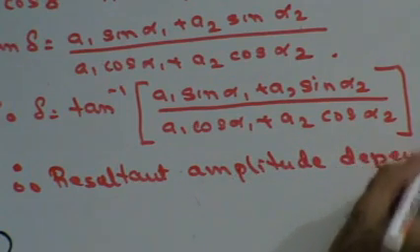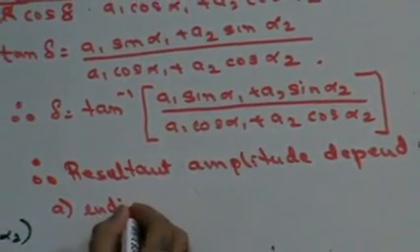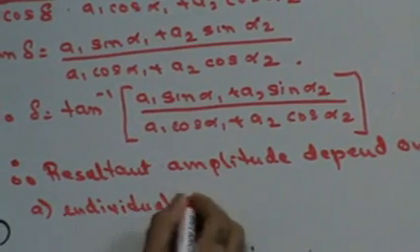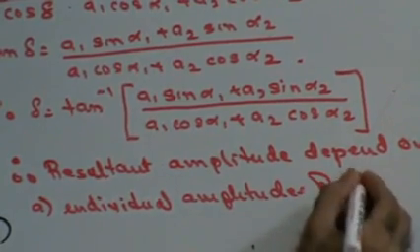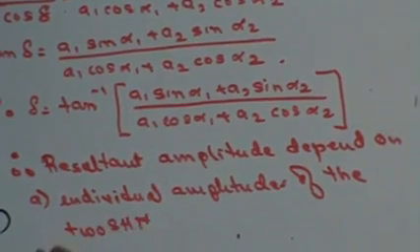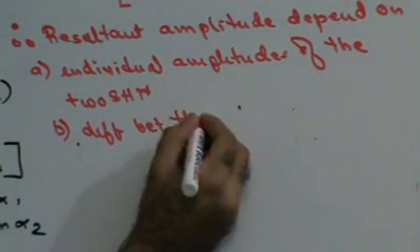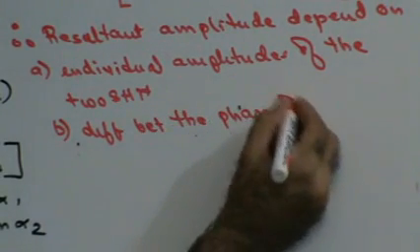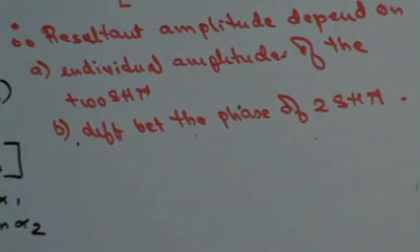Right? I can say therefore the resultant amplitude depends on the individual amplitudes of the two SHMs and the difference between the phase of the two SHM. Right? Now once you have this, let's find out different possibilities in this.